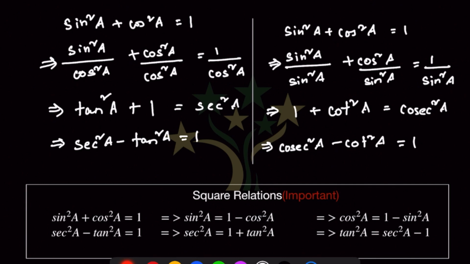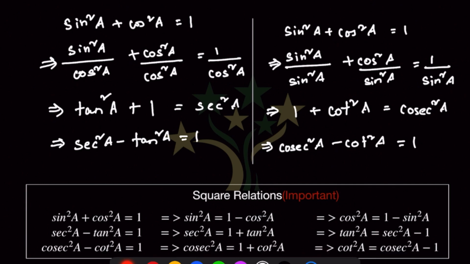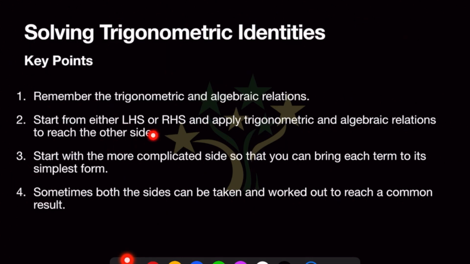So we have our three identities here, and these are called square relations, and these are also quite important from the examination point of view because you will be using them to solve your problems and identities. These are some of the key points that you have to remember while solving the trigonometric identities.